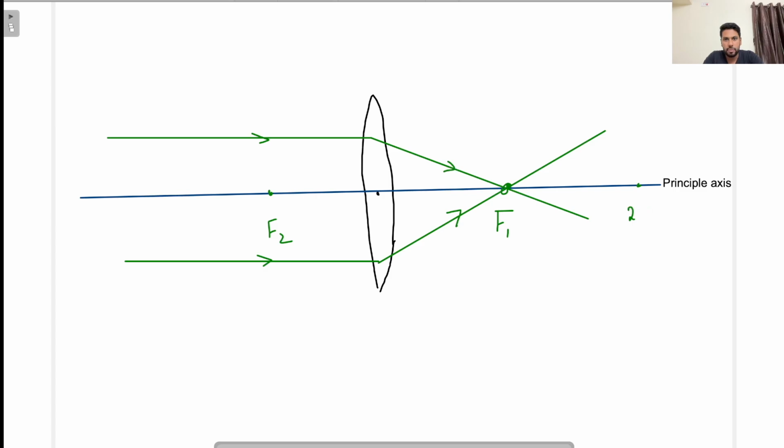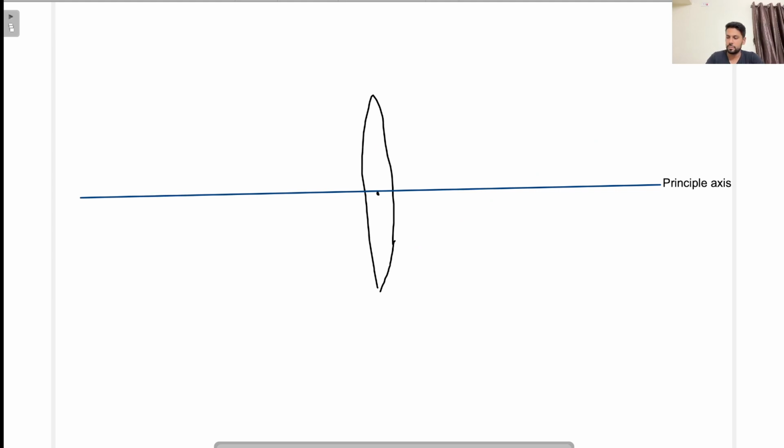So now I'll remove all the lines because I don't want to delete my rays. So now I have F1 here. I will now deal with only one side, and that is F2 here. 2F2. Sorry, 2F1. I have F1 here. I have F2, F1 here.